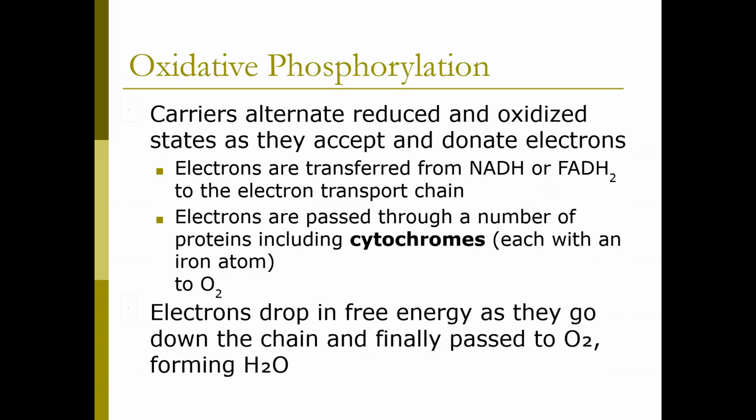Then those electrons are passed through some proteins that are embedded in the cristae, the inner membranes. Those are called cytochromes, which each contain iron atoms. Finally, the electrons end up at the final electron acceptor, which is our oxygen molecule. Electrons drop in free energy as they go down the chain, and they finally get passed to our electron acceptor, the oxygen molecule, to form water. So water will be the end product there.